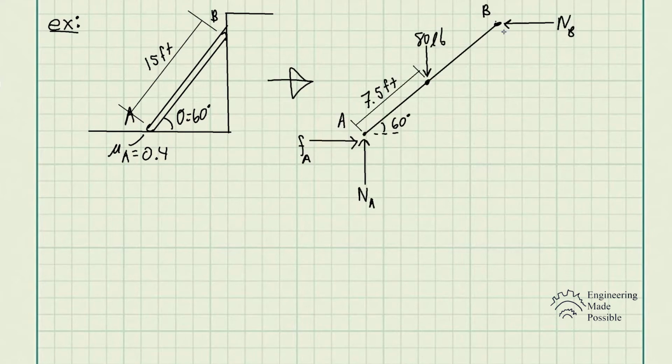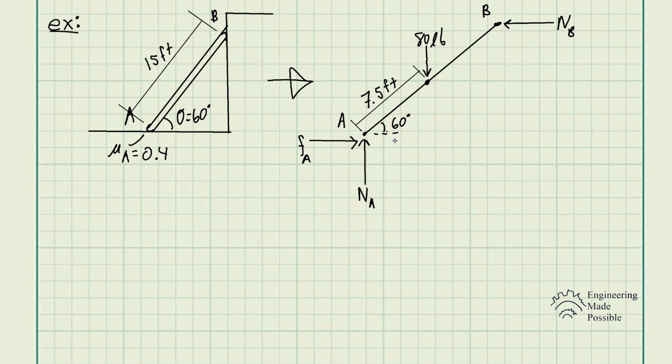At point B, we just have the reaction force, the normal force at point B. We have the weight of this ladder being 80 pounds, and since it is uniformly distributed, it's safe to assume it's right at the center of mass, the half point of the ladder, so 7.5 feet from the bottom. And at point A, we have the frictional force Fa and the normal force Na, and the ladder is at 60 degrees.